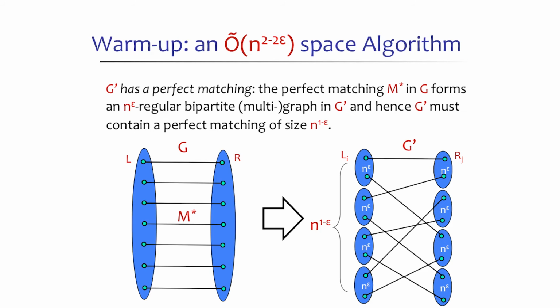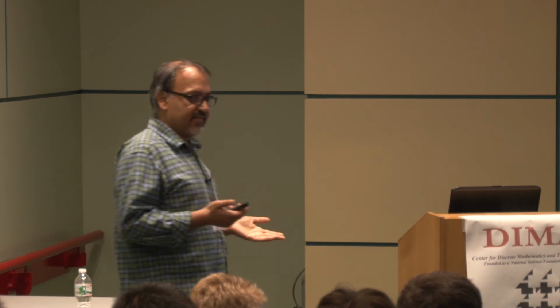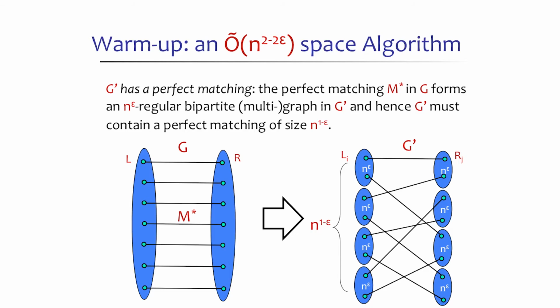Now, once you do that, your original graph G with a perfect matching M star corresponds to a new graph, which is an n to the epsilon regular graph, and has only n to the 1 minus epsilon vertices on each side. And there is a standard fact that if you have a d-regular bipartite graph, then it contains a perfect matching. So this n to the epsilon regular graph is going to contain a perfect matching. And if somehow I could store all the edges which are present in this n to the epsilon regular graph, I would be in good shape. Okay?